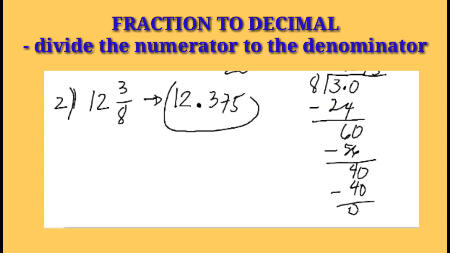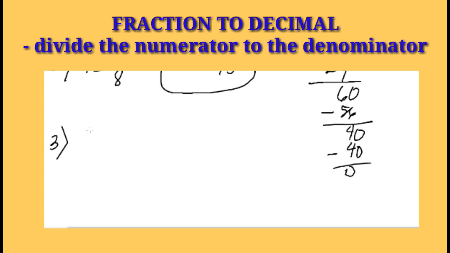Okay? So next one. Number 3. 7/5. So this is 1 and 2/5. So 1.4. Nakuha ba?